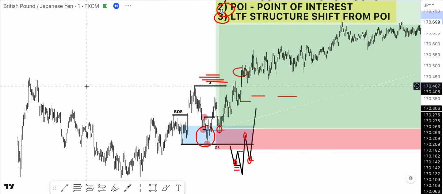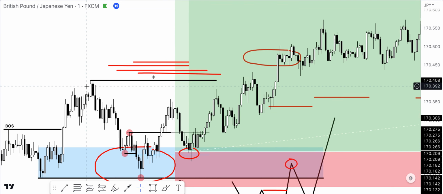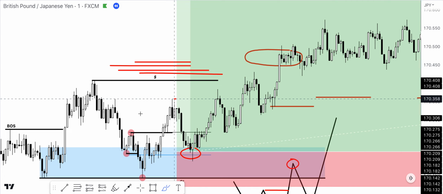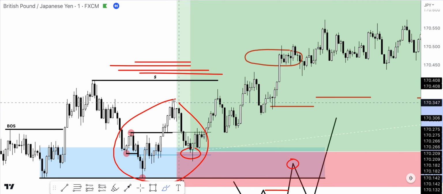So when we drop down to the lower time frame here, you can see this here. This is the lower time frame structure shift right here. You can see we've broke that structure there, and then entry based on that. So that's the 3-step process in identifying and executing a trend continuation play using smart money concepts.